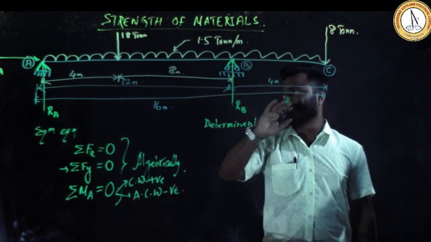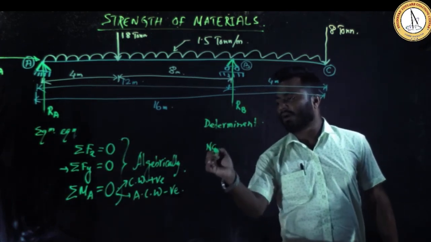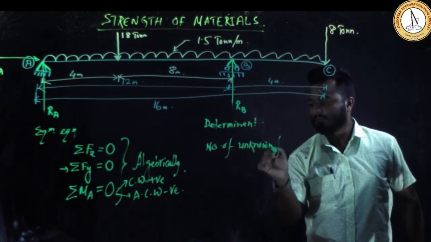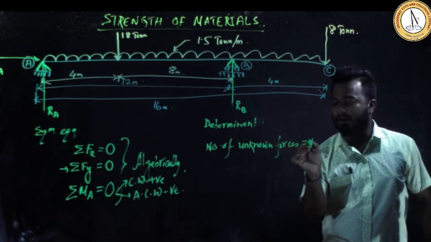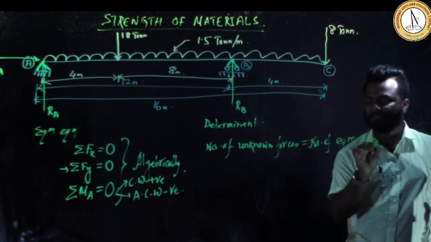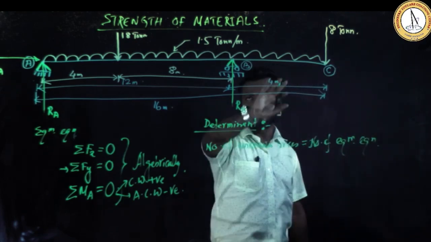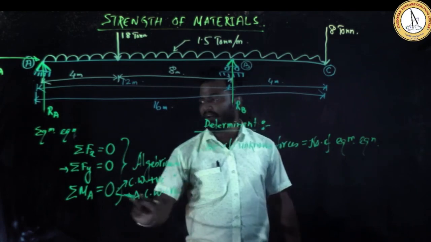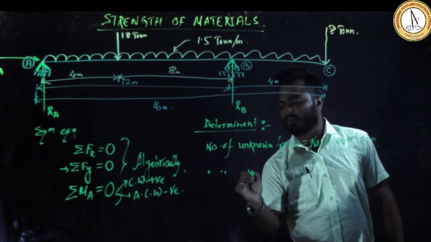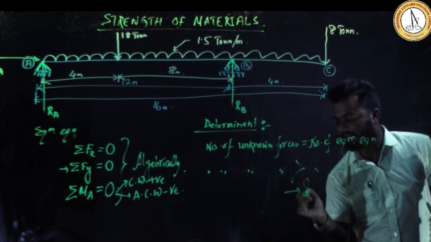So the number of unknown forces here in this beam is three: HA, RA and RB. If the number of unknown forces is equal to the number of equilibrium equations, then the structure will be called a determinate structure. It is very simple. When the number of unknown forces in a particular beam is equal to the number of equilibrium equations, the structure is called determinate. When the number of unknown forces is more than the number of equilibrium equations, the structure will be called an indeterminate structure.